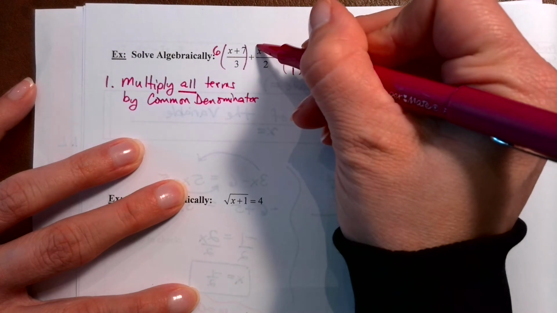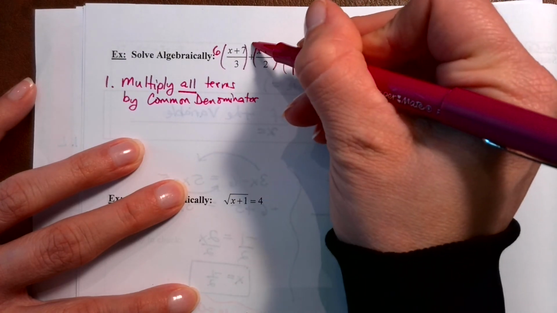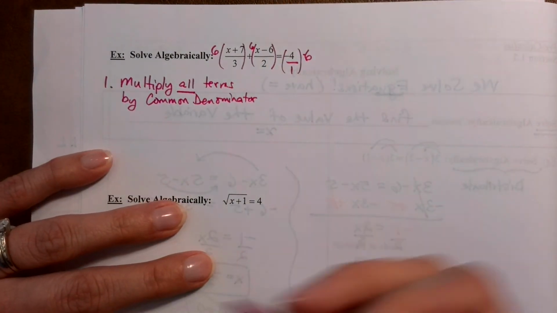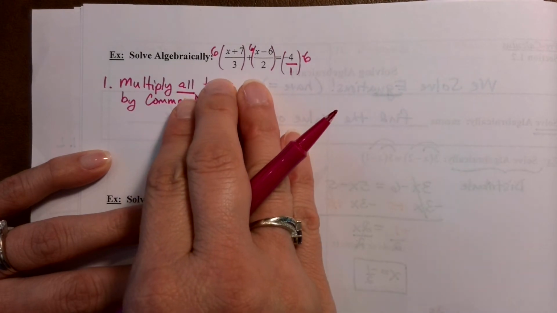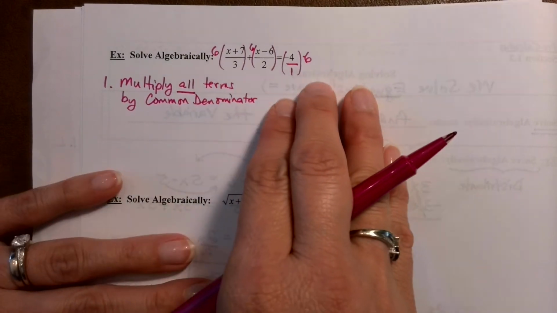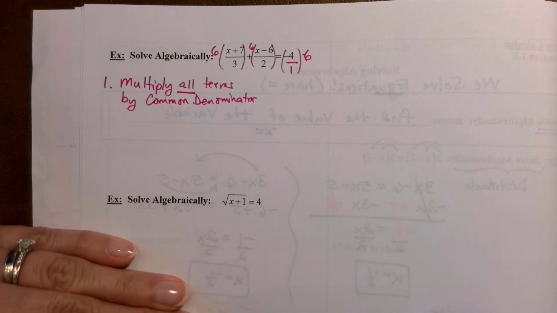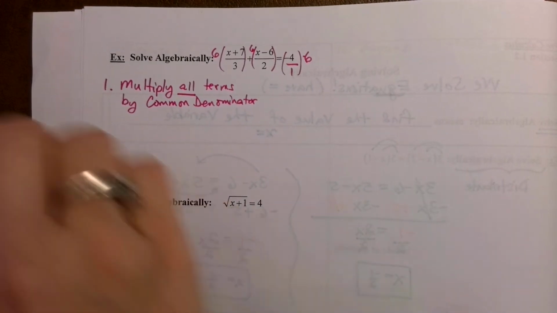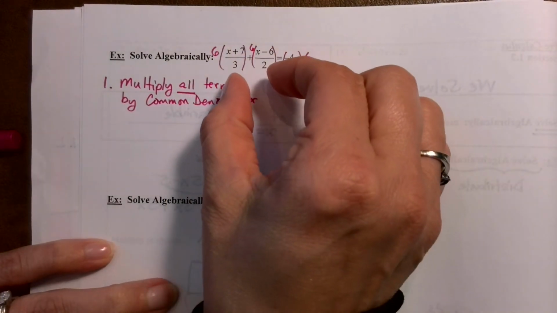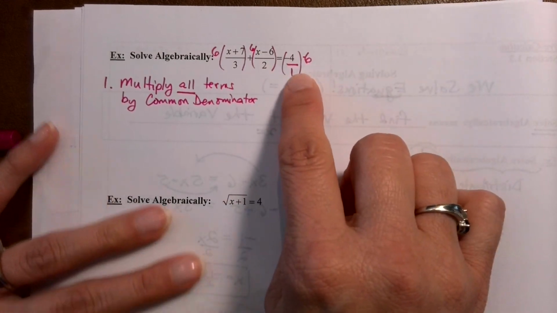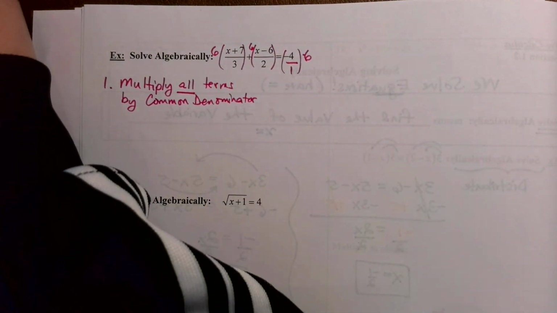And don't forget about this middle term right here. This one also gets multiplied by 6. I multiply the left side of the equation by 6 and the right side by 6. I need you to put parentheses like that, showing how everything is getting multiplied, especially the right. Don't forget about that one.